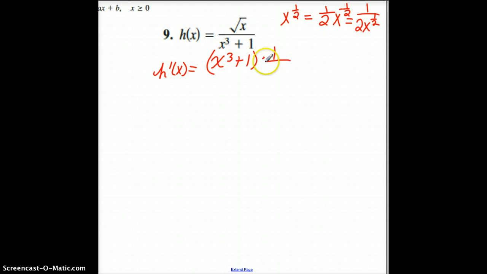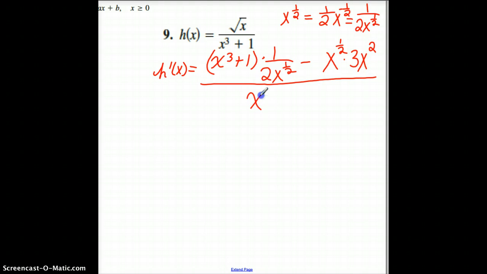So I'd have 1 over 2x to the 1/2. That's the low d high minus high, which is x to the 1/2. D low would be 3x squared. So low d high minus high d low, I will draw a line and I will square below. And never foil that bottom, by the way.